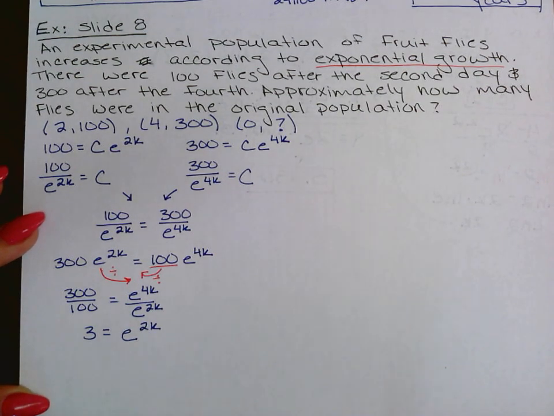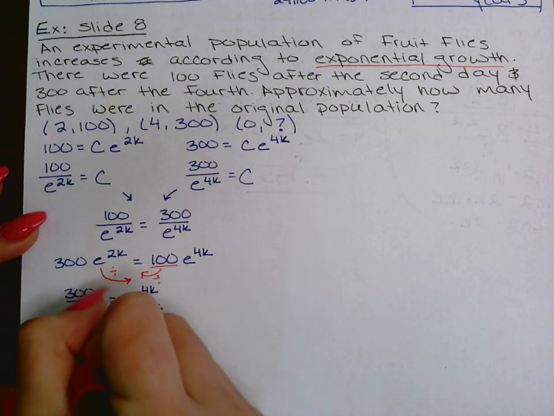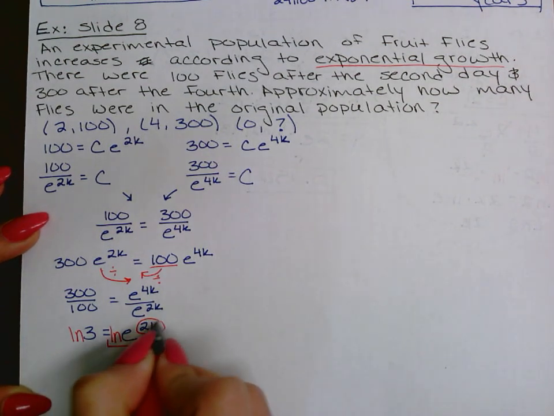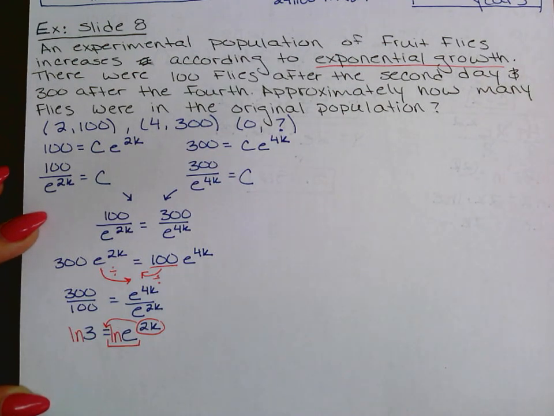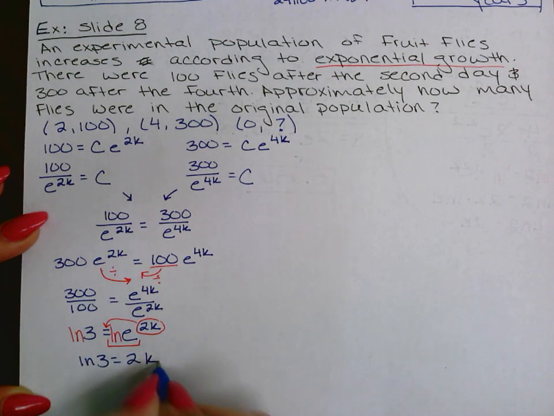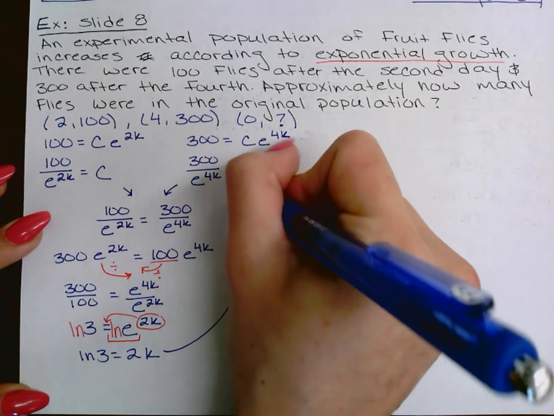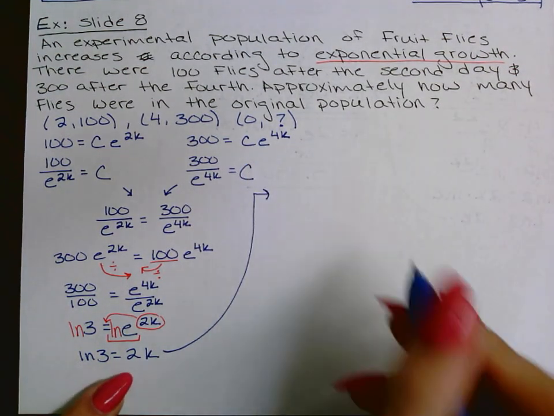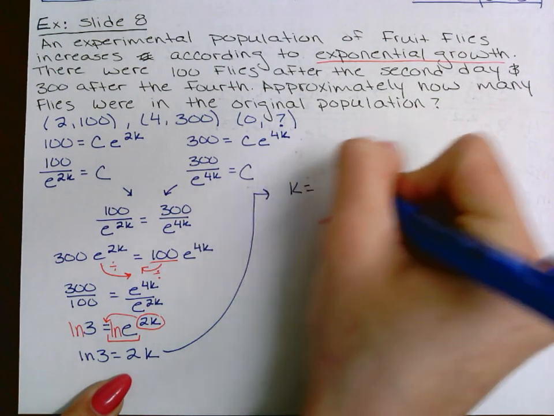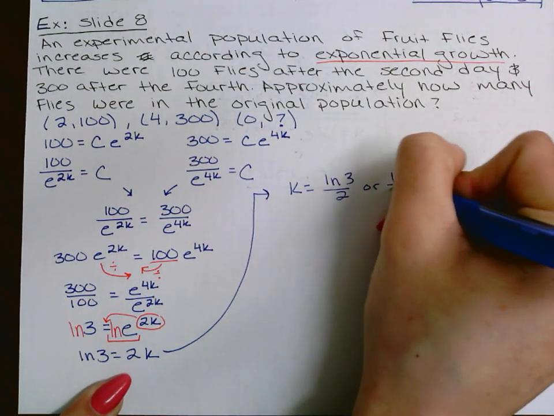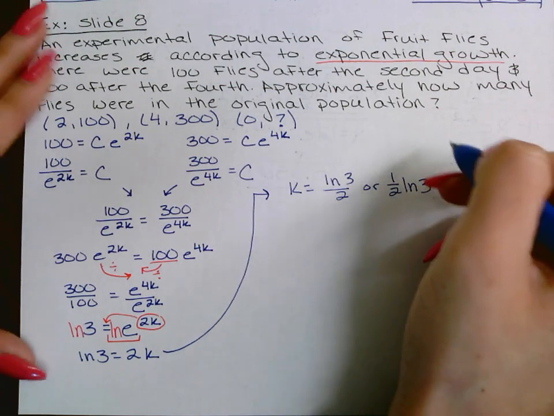How do I start getting that k out of the exponent? Nice. ln both sides. Okay. Remember ln of e equals 1, and I could move this 2k to the front. So I have ln of 3 equals 2k. And my last step to getting K by itself is divide by 2, and I could say k equals ln of 3 over 2, or I could say half ln of 3.